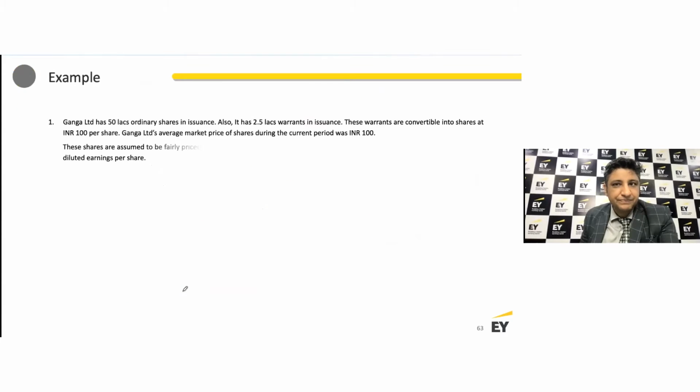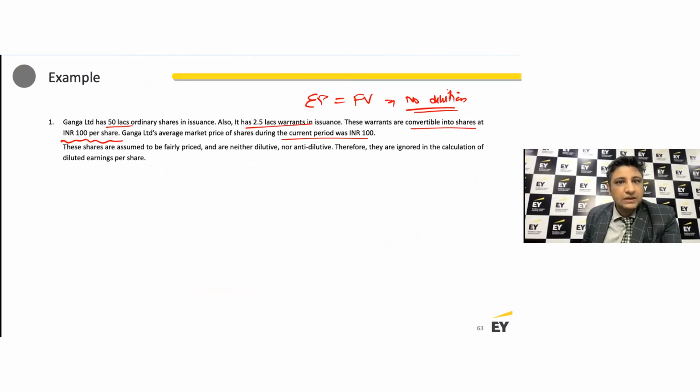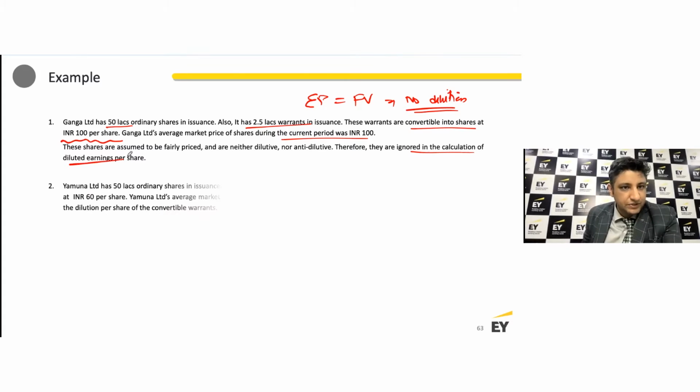Let's have a look at this example. It says that Ganga Limited has 50 lakh ordinary shares in issuance. Also, it has 2.5 lakh warrants in issuance. These warrants are convertible into shares at 100 rupees per share, and the average market price is also 100. Now, essentially, when the exercise price is in this case equal to the fair value or the market price, we say there is no dilution impact arising. That's something that you want to consider. So they would simply be ignored for the measurement of diluted earnings per share.